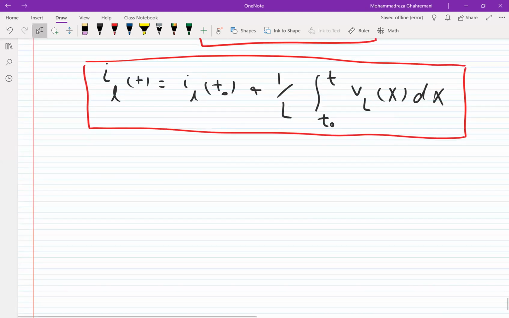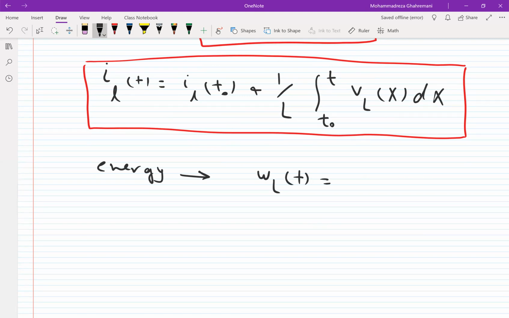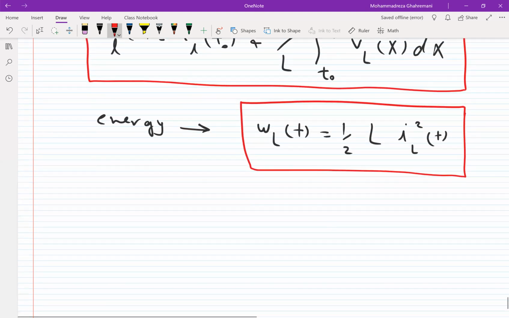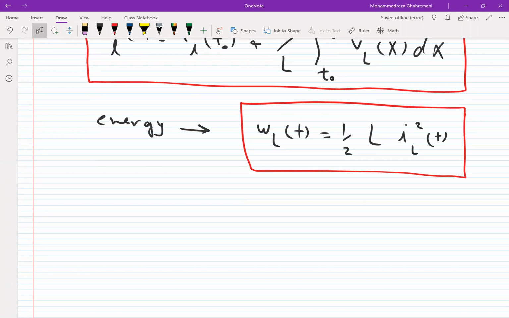Okay, what about the energy? Energy in an inductor can be found by this equation. W_L(t) is equal to 1/2 L i_L squared. Okay, so we have the energy of an inductor, and the power of an inductor is shown in this equation.